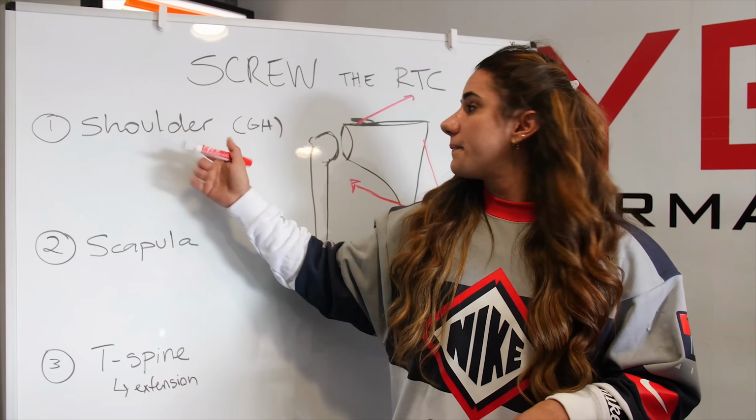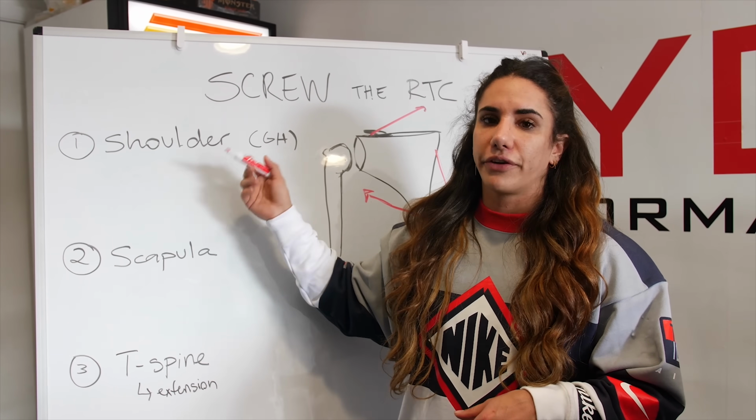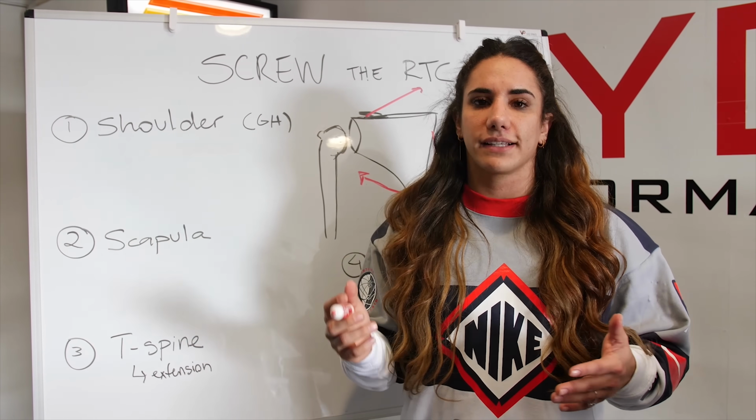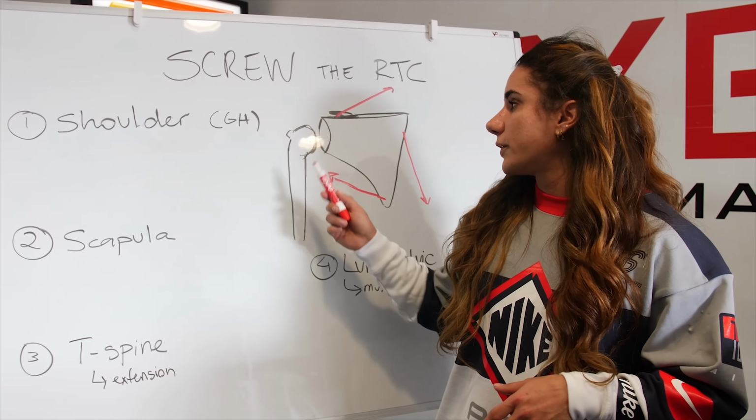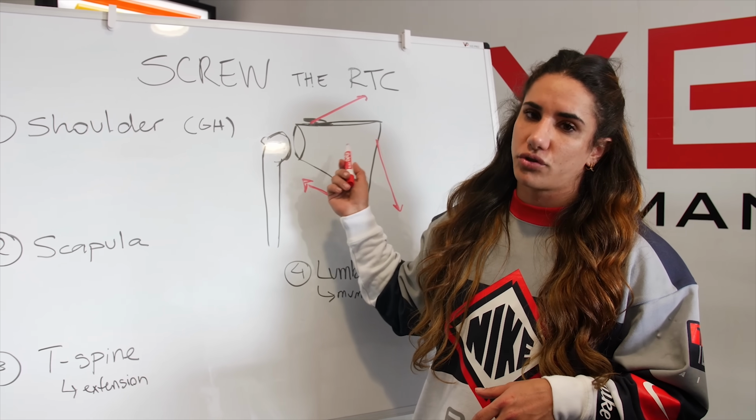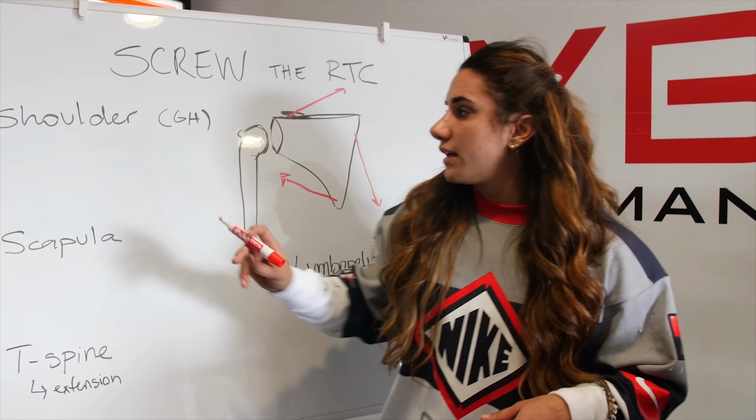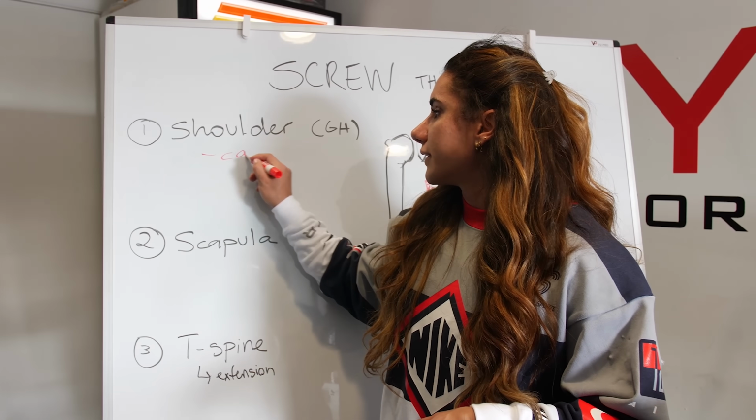So when it comes to the shoulder joint, anytime I say shoulder joint, I'm referring to the glenohumeral joint, and that's basically the articulation of the humerus with the glenoid fossa of the shoulder blade or the scapula. The first thing we're going to look at is the shoulder capsule.